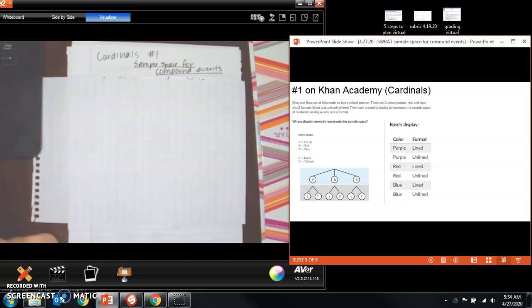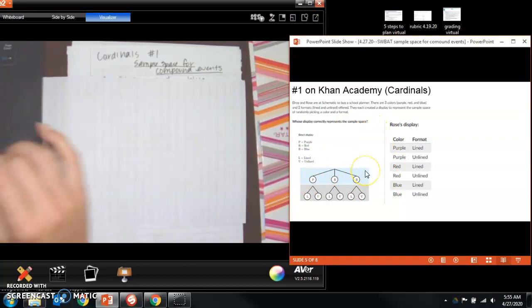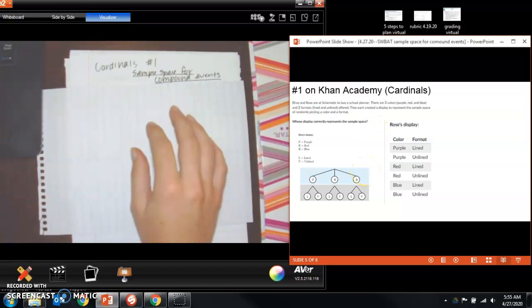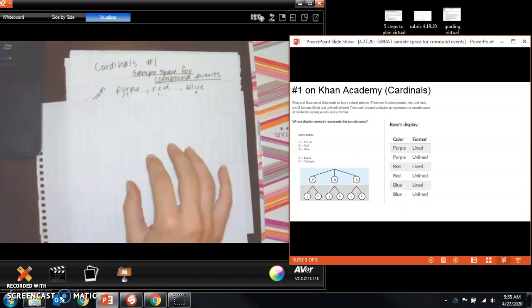Number 1 says that Elroy and Rose are at the store to buy a school planner. There are 3 colors, purple, red, and blue, and 2 formats, lined or unlined. They each create a display to represent the sample space of the random picking of a colored notebook. So we're checking to see which one of these different diagrams represents all of the different possible combinations of notebooks in the store.